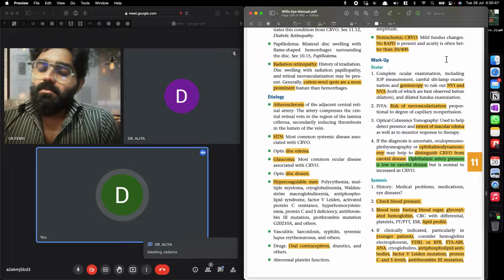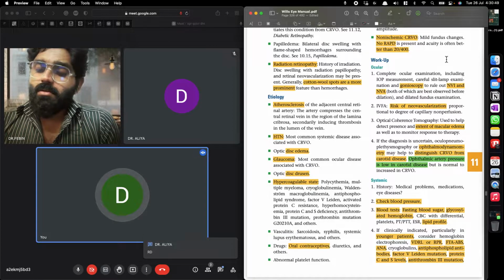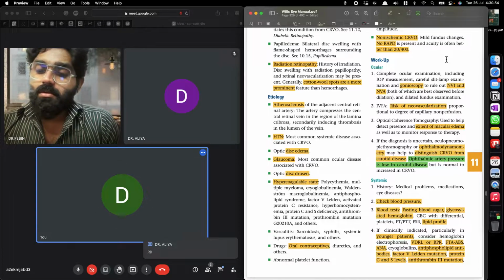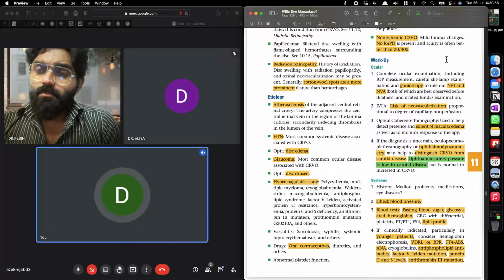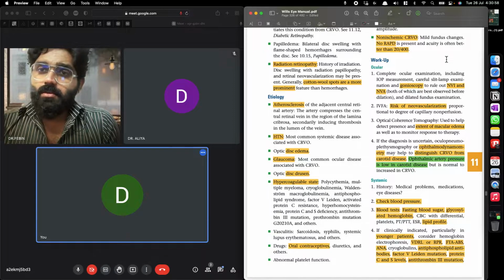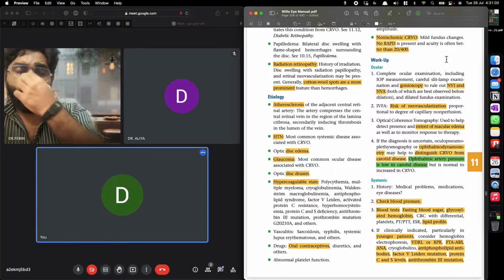So capillary non-perfusion will cause a very hungry retina which needs oxygen all the time. It pushes it to produce more blood vessels, which is essentially neovascularization.